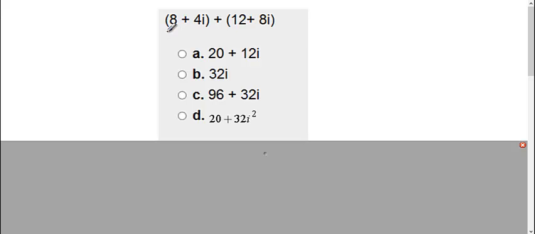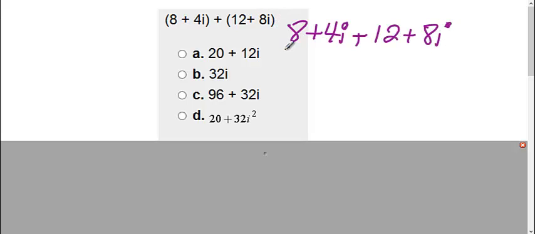All right, so here we're adding. We have 8 plus 4i plus 12 plus 8i. There's nothing in front of this parenthesis, so I can rewrite it without the parenthesis. There's nothing in front of this one, so I'm also going to rewrite it without the parenthesis. And then I'm going to combine my like terms.